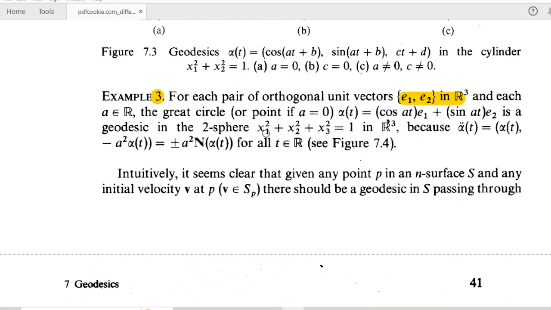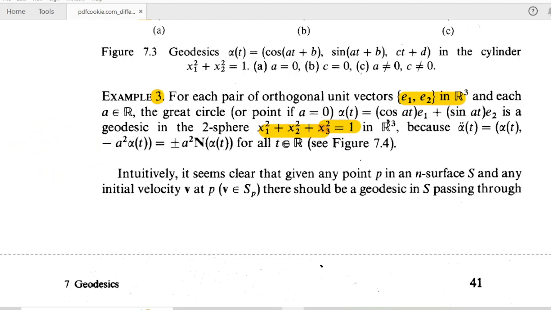What do we mean by the 2-sphere? It is a sphere of radius 1. It is a unit sphere of radius 1 centered at the origin. So if we consider the unit sphere, the geodesics there are always great circles. What is a great circle? Suppose this is a circle, and there are a North Pole and a South Pole. The circles passing through the North Pole and South Pole are all great circles. And that great circle will be the geodesic.